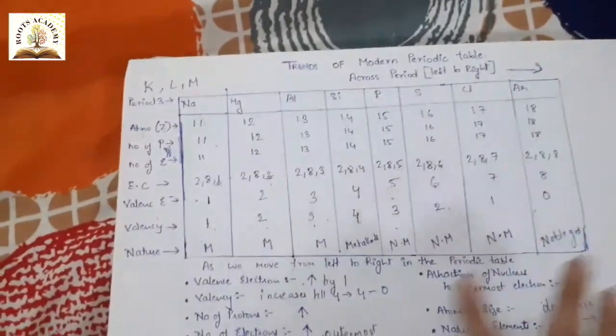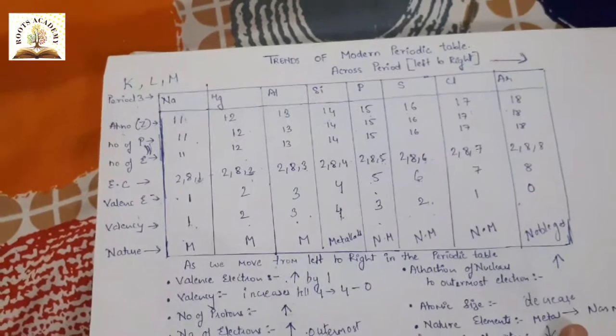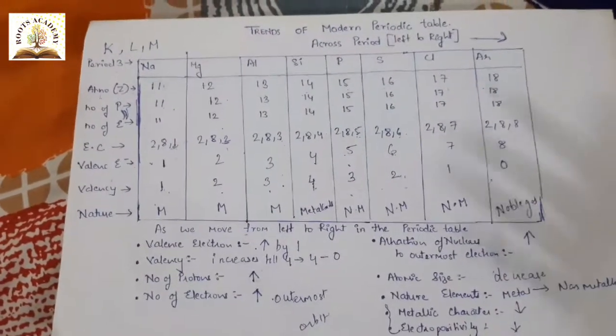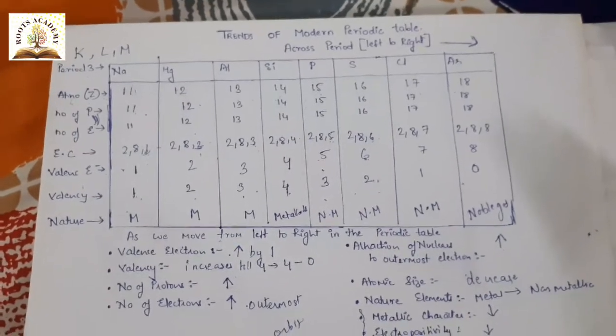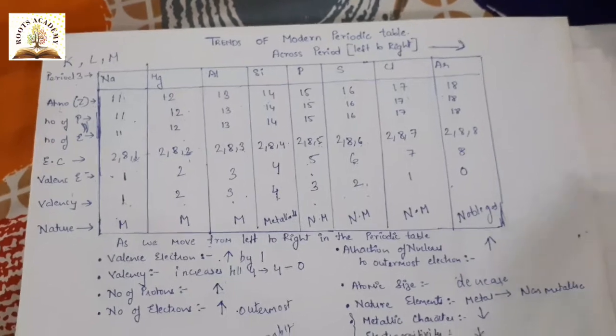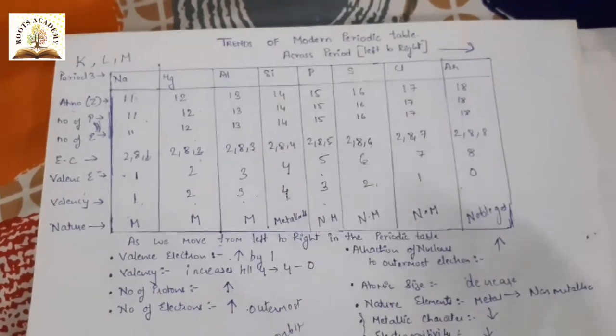When you move from left to right, this variation you can see in the modern periodic table. In my next session, we are going to learn the trends of the modern periodic table across a group, when you are moving from top to bottom.